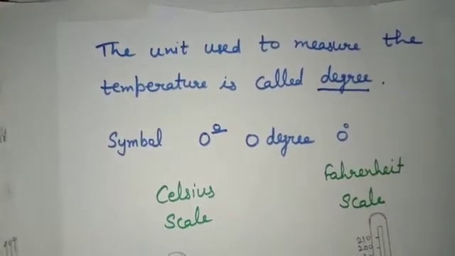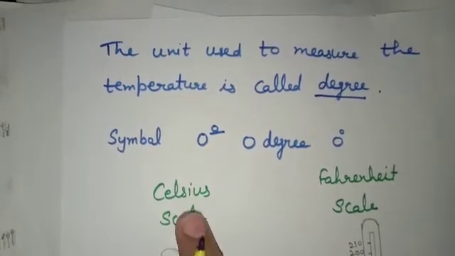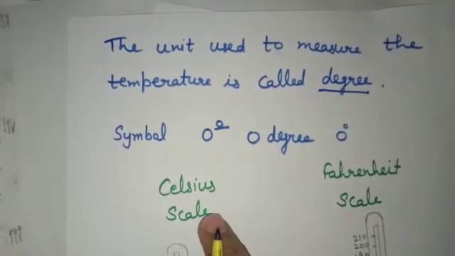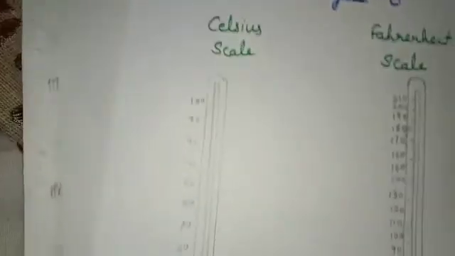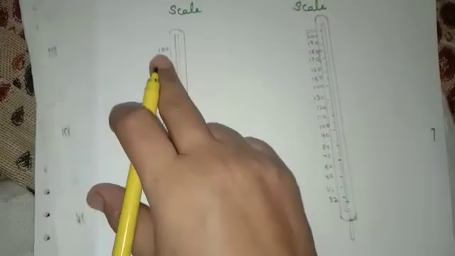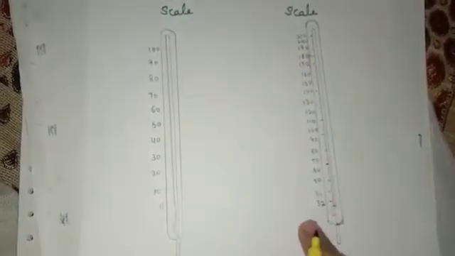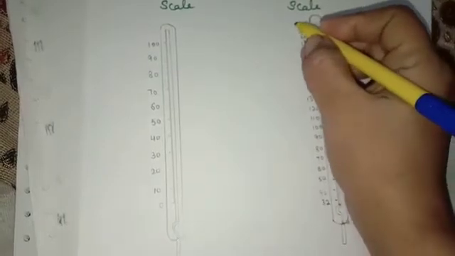We have two scales to measure the temperature. The first is Celsius scale, the second is Fahrenheit scale. Celsius scale and Fahrenheit scale. Here we can see two kinds of thermometers. The Celsius scale thermometer starting from 0 ends at 100, and the Fahrenheit scale starting from 32 ends at 212.